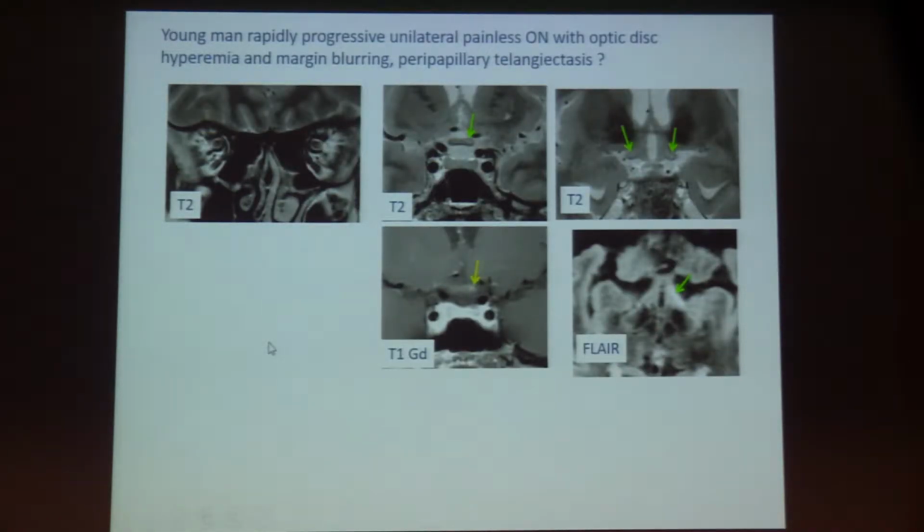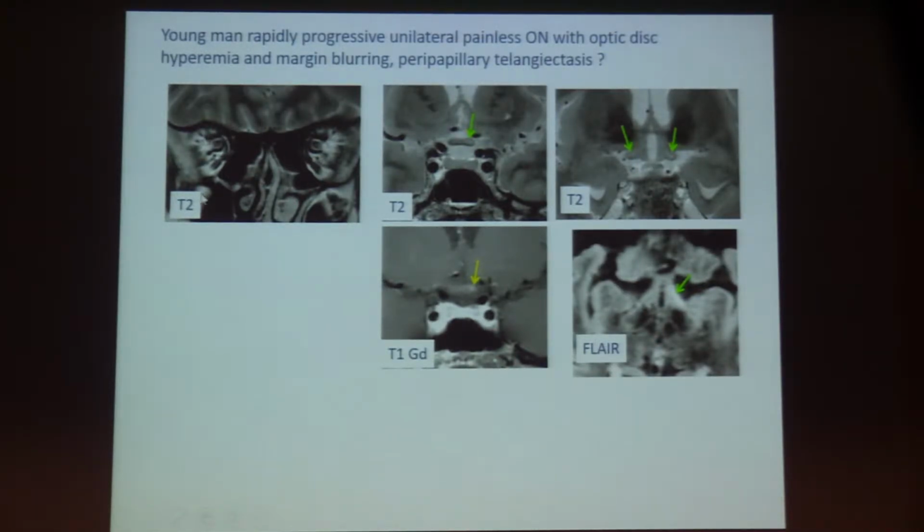And this is another case. I showed you images from women, and now I show you a young man that had a rapid, unilateral, painless optic nerve impairment with optic disc hyperemia, which is rather seldom, margin blurring, and peripapillary telangiectasia.